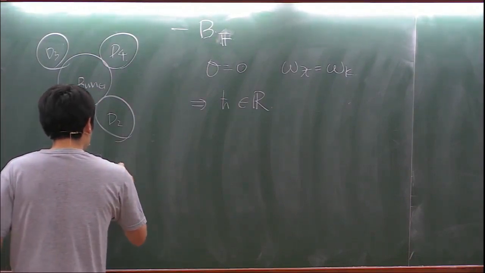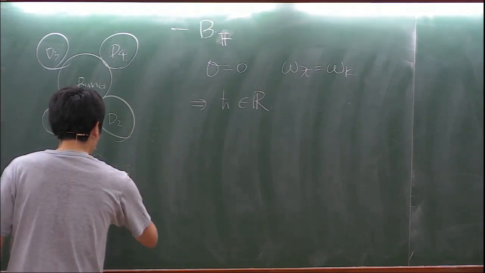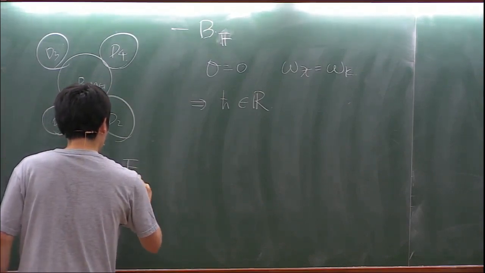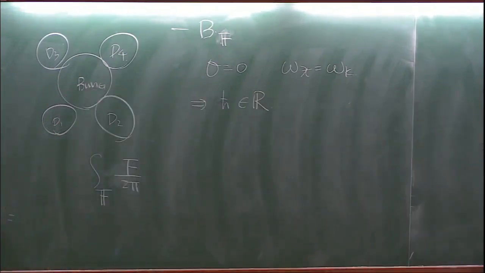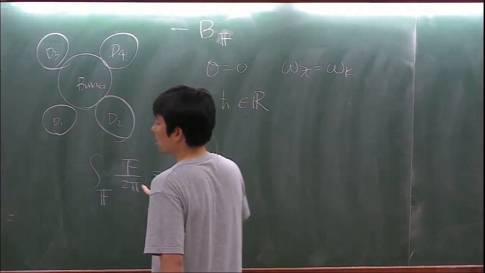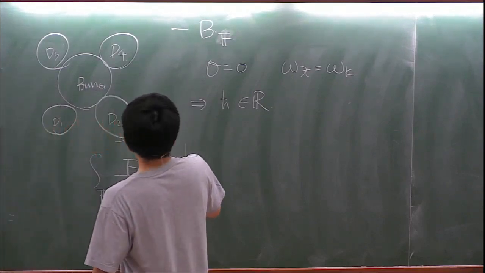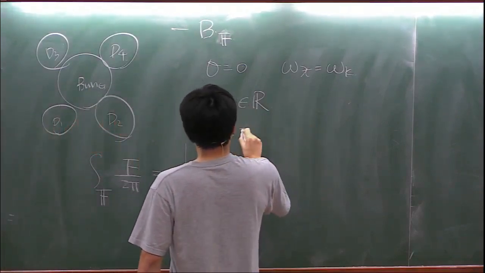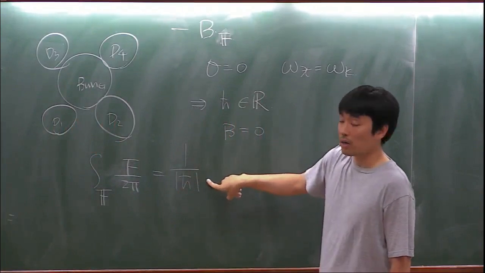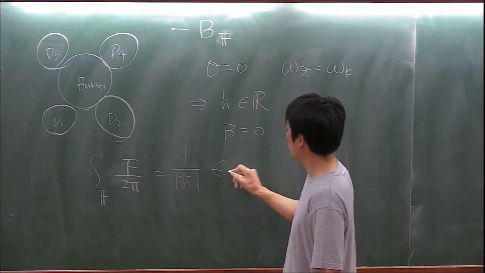If you consider the flux F over the generic fiber, F over 2 pi is the curvature of this BCC, and you get 1 over h bar. If you plug in F plus B, I can take B equals 0 for simplicity. So this is 1 over h bar, and therefore this sum has to be an integer number.